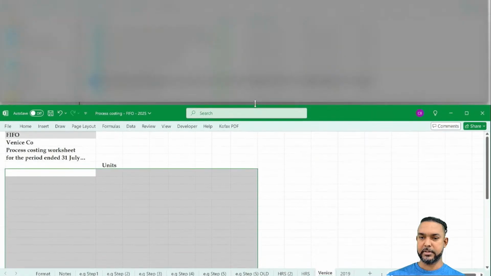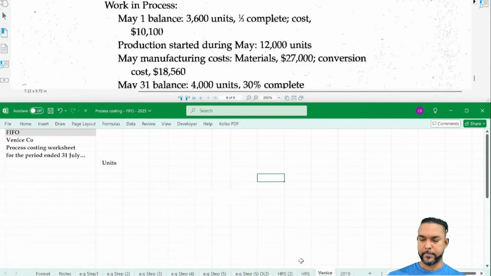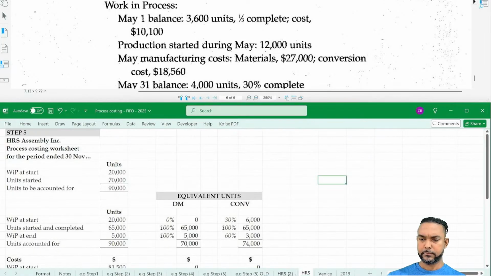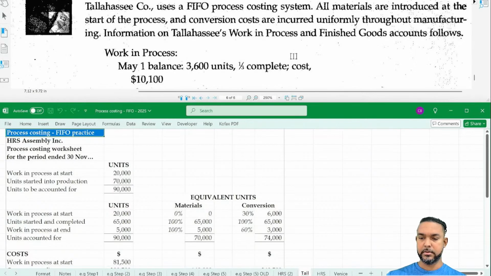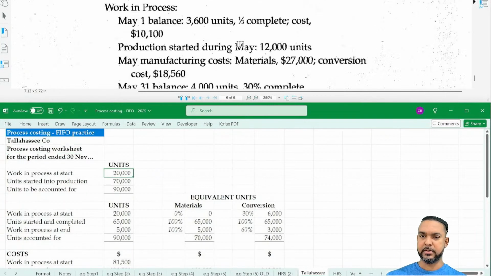And I'm going to start here. Okay. Give me one sec, sorry. Who is this? What is the name? Talahasse. Talahasse, go.